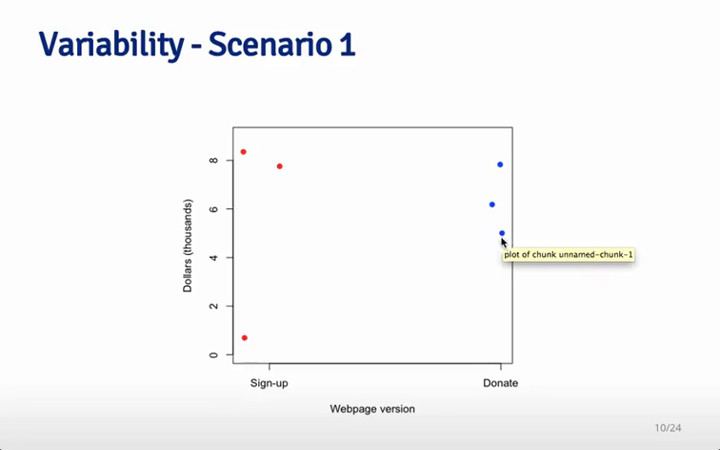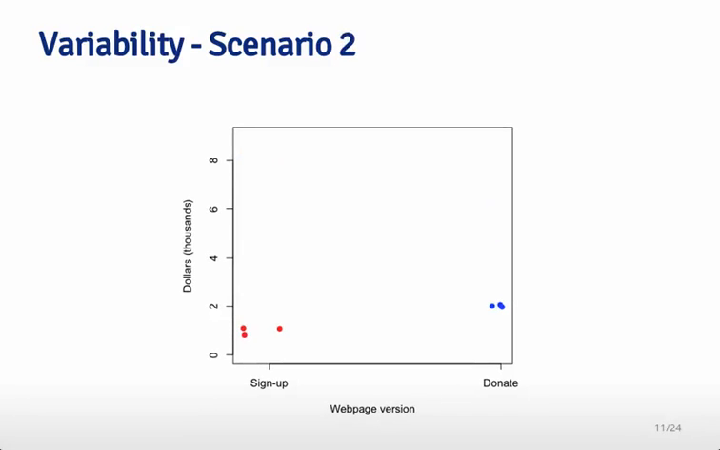And so suppose you ran that experiment 3 different times, you might get observations of varying amounts of dollars for the donate case and for the sign-up version of the website. So what you see here is that the average number of donations may be more or less the same, or it might be slightly different, but it's very hard to tell because in each of the different experiments, you get a highly variable answer under both versions of the website.